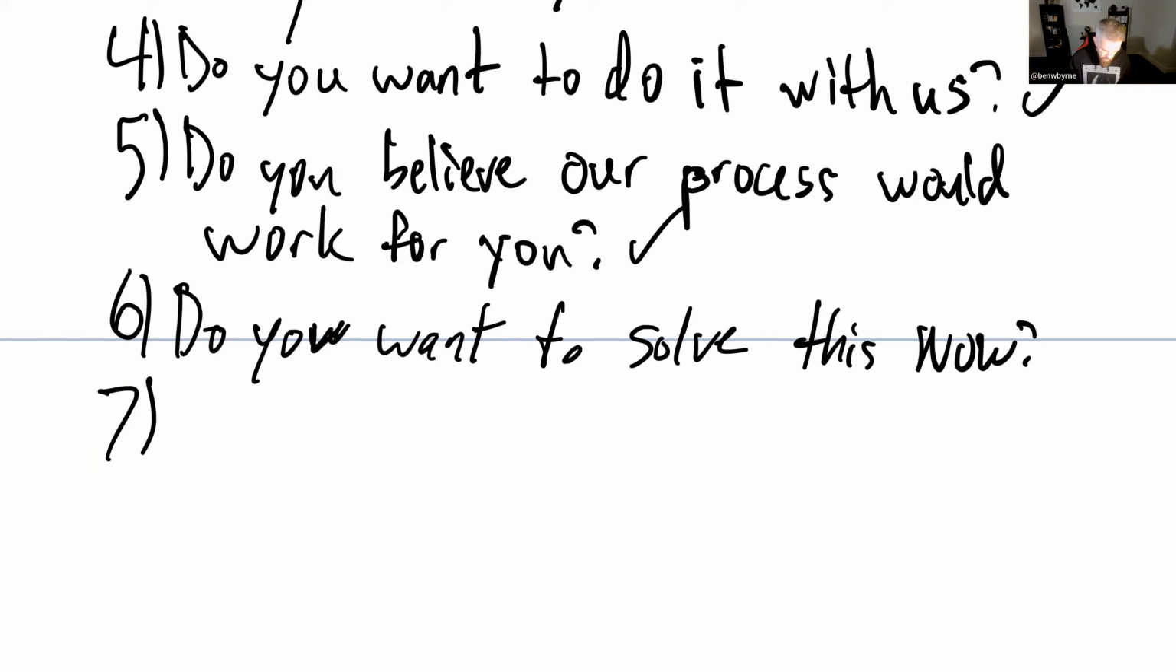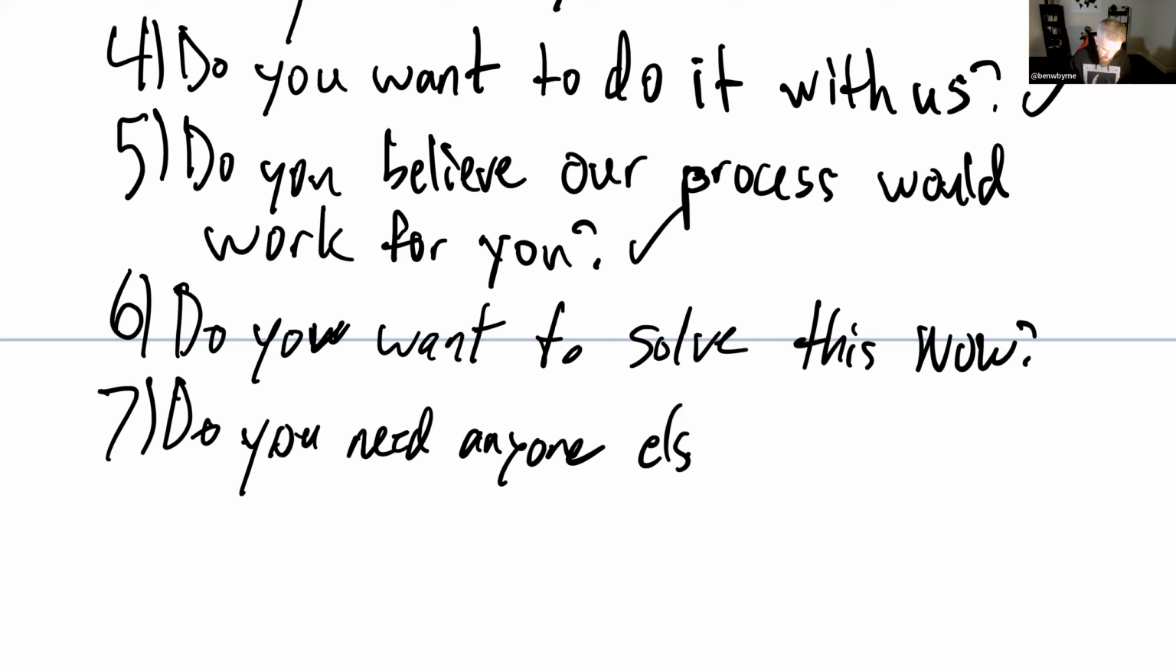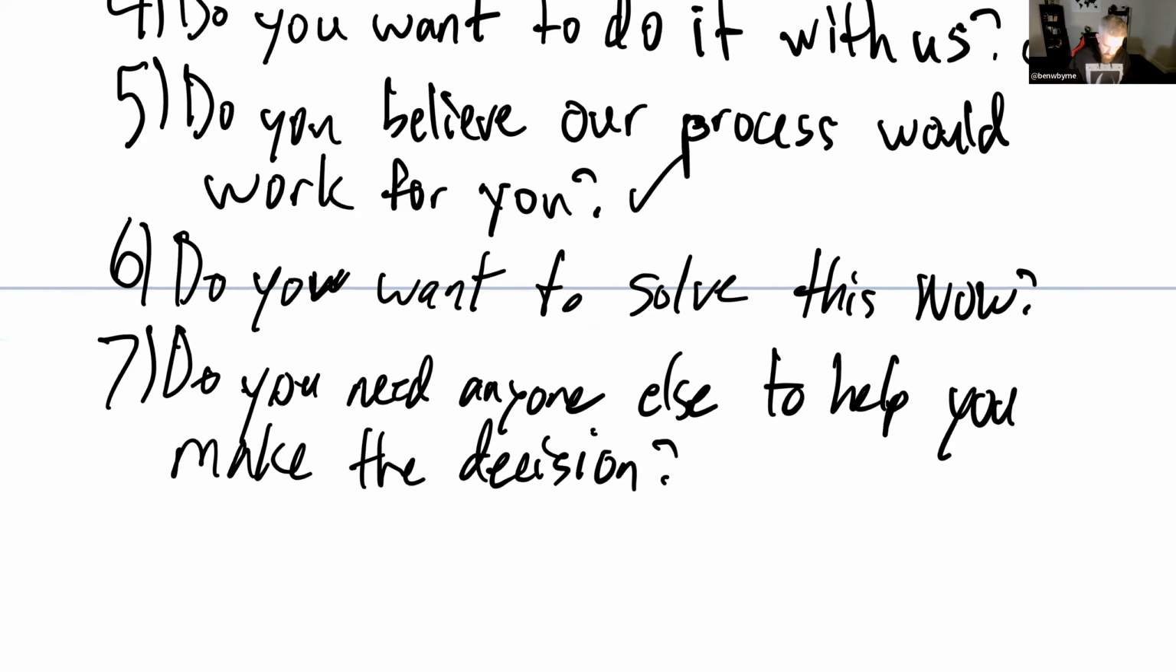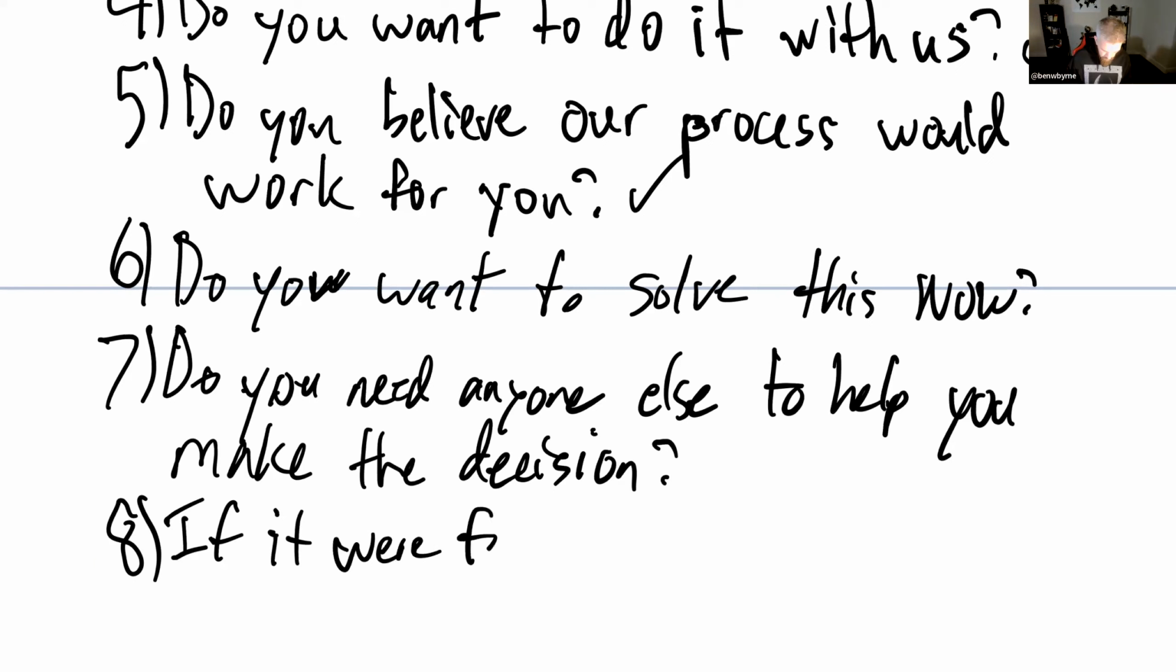Well, then the next thing is, do you need anyone else to help you make the decision? Is there anyone else involved? You should know this already, but we're moving through the objections here. What do you think the next one is? Finances. Hey, if it were free, would you do it?